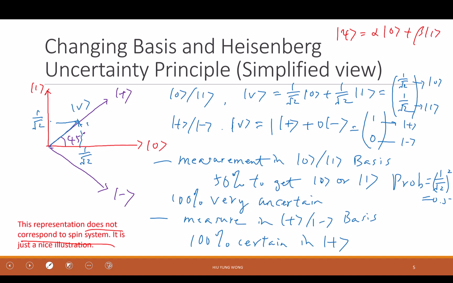And later we are going to talk about how we measure in the plus minus basis by using the 0 and 1 basis measurement. We basically do a Hadamard gate. We are going to prove that they are equivalent. But I forgot how many measurements they have, but I thought it's only one.